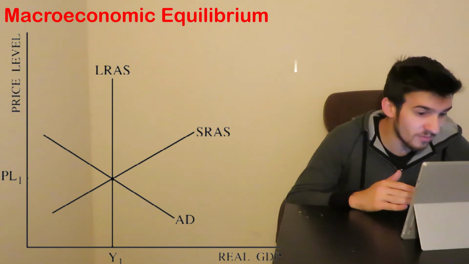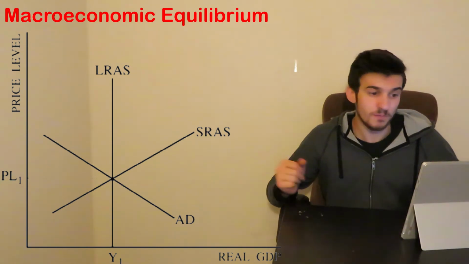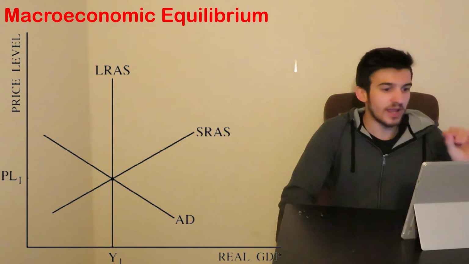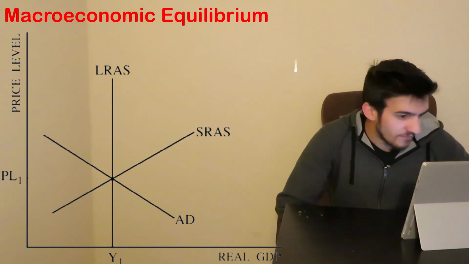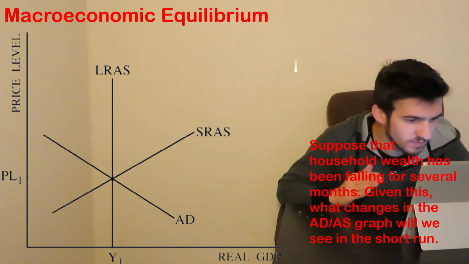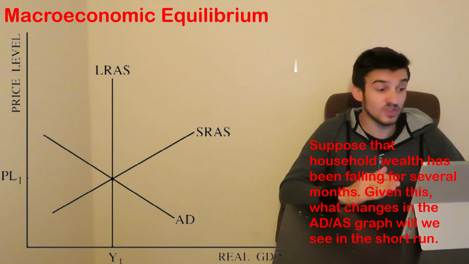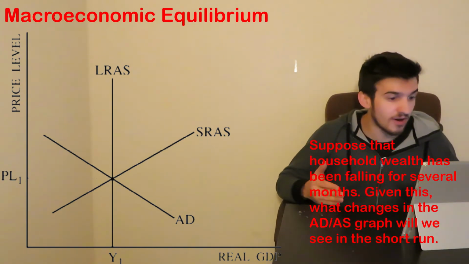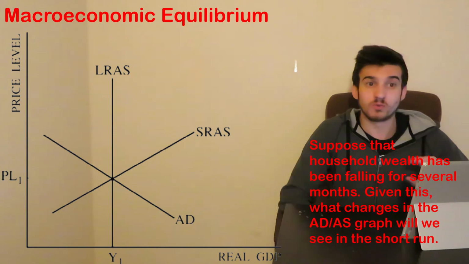What does this look like on our model? Well, let's take a look at an example. Here we have our ADAS graph showing a full employment equilibrium. We have two questions here. Question one says, suppose that household wealth has been falling for several months. Given this, what changes in the ADAS graph will we see in the short run? Well, let's walk through this problem.